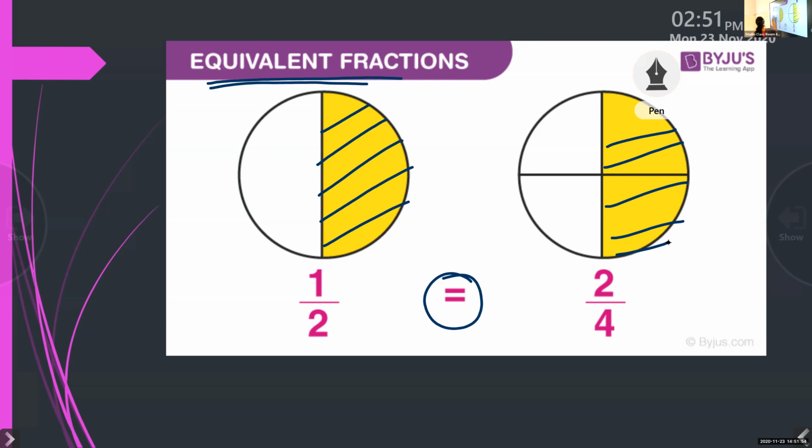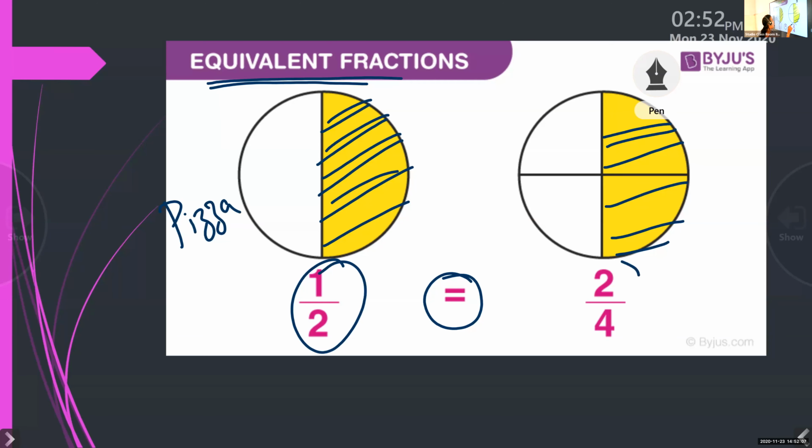Diya, please unmute. Okay, suppose this is a pizza. If I give you this part, that is 1 by 2, or 2 by 4, which one do you want? You will choose 1 by 2 or 2 by 4? 2 by 4. Why? Is it big or is it the same?